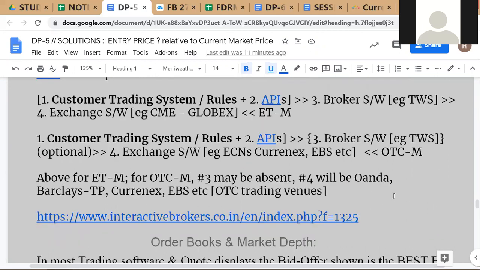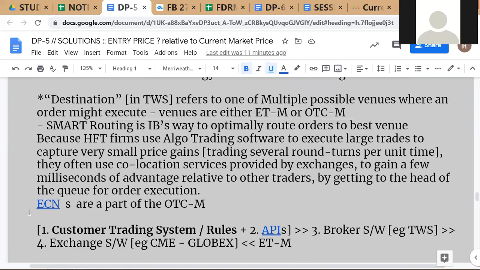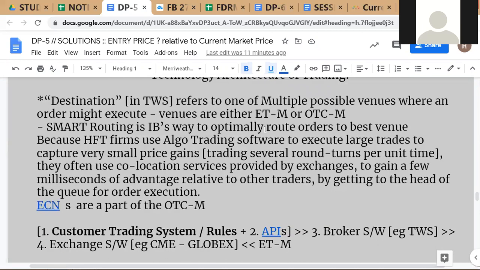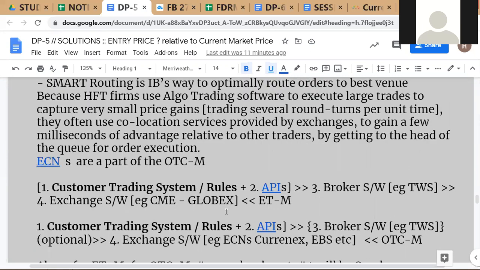We don't need to spend too much time on this, but try to develop a sense of how the technology architecture works, what APIs are, how the system connects. The basic idea is that there are three main entities. You have the customer trading system, say Sachin sitting in his room and trading, generating some trades. Then you have the broker software, and then you have the exchange software also.